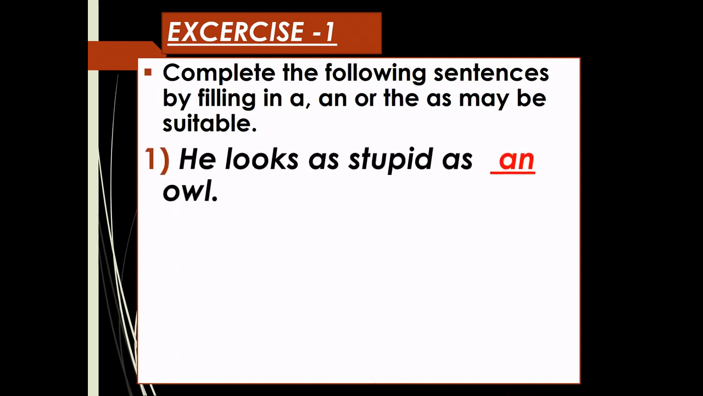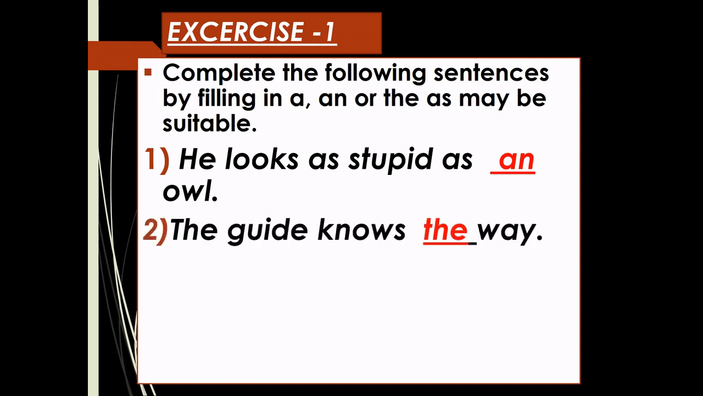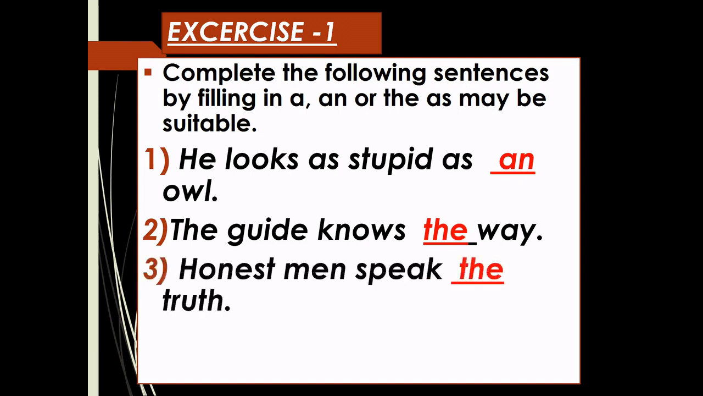Number 1. He looks as stupid as an owl. So here, the word owl is starting with a vowel sound. That is why an is used. Number 2. The guide knows the way. So here, the is indicating a specific task. Number 3. Honest man speak the truth. Here, the is used before a specific thing.